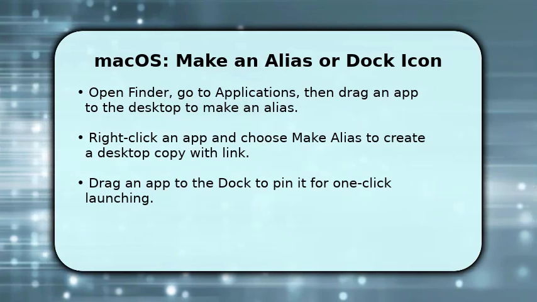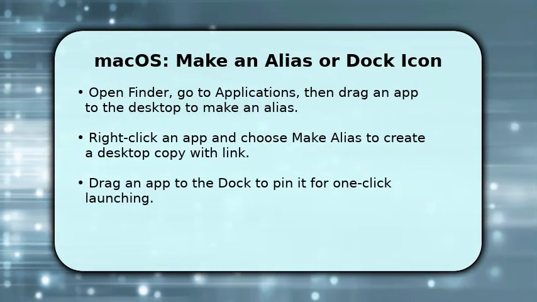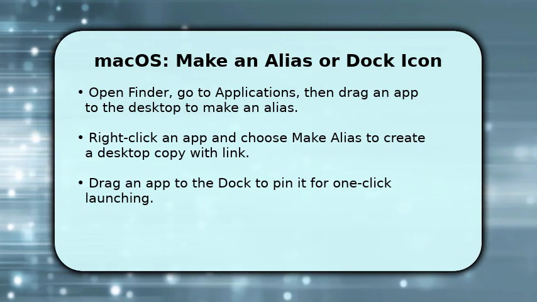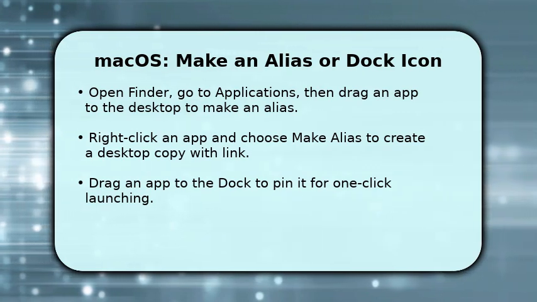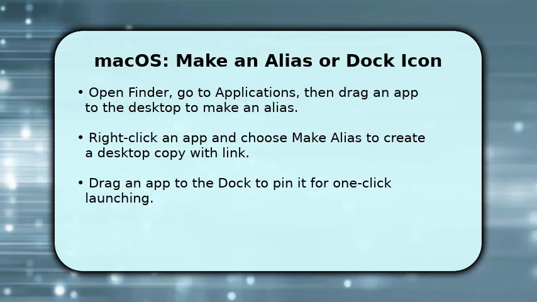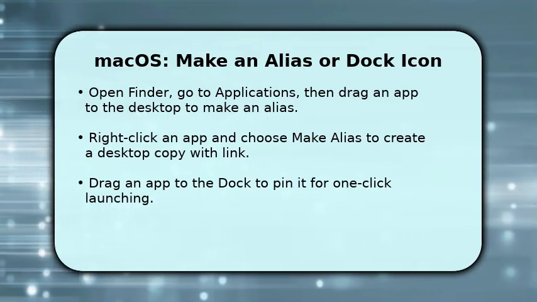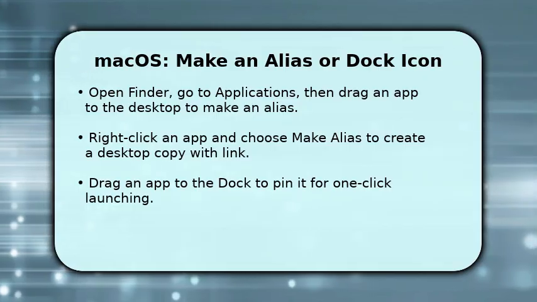Open Finder and choose the Applications folder to see installed apps. Locate the app you want, then right-click it and choose Make Alias to create a desktop alias. You can also drag the original app to the desktop while holding Option and Command to create a linked copy.